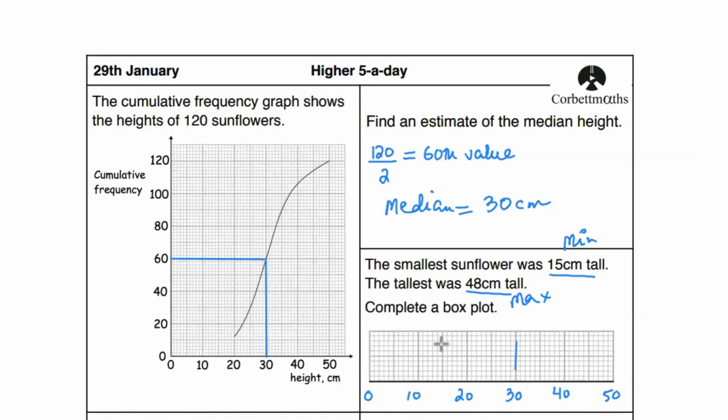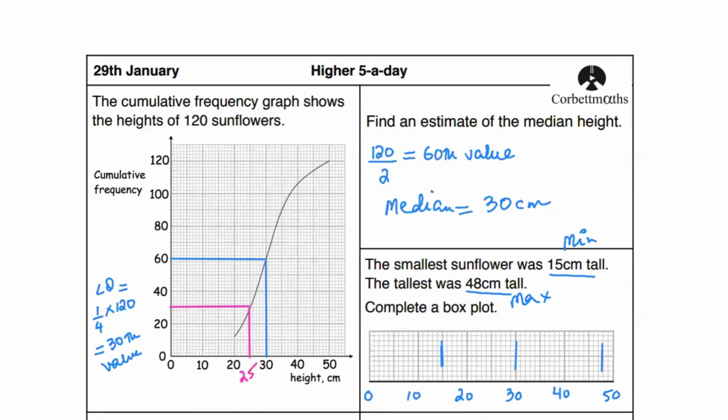So this, and this. Now we need the interquartile range. So for that, we need the lower quartile and the upper quartile. So lower quartile is going to be 1/4 of 120. That's 30. So we need the 30th value for the lower quartile. So 30th value comes over here. Just 25.